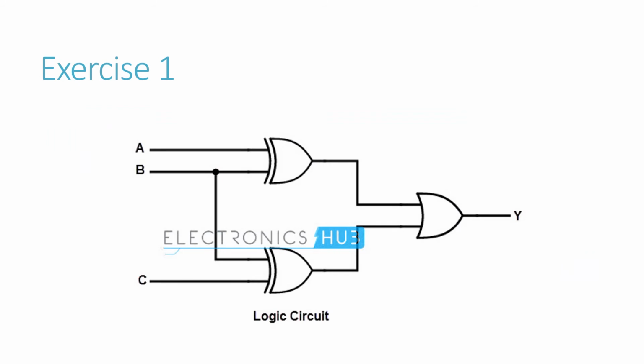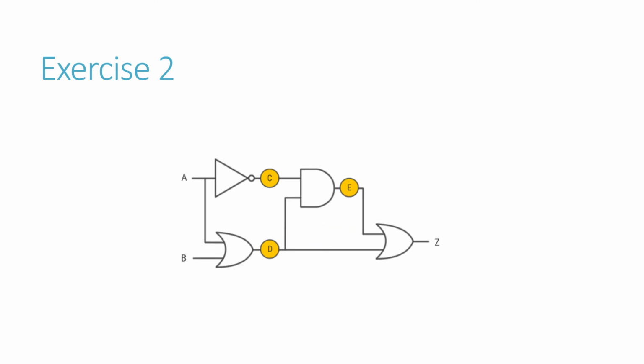This one you've already done. So create, that's a logic circuit. Create a truth table to match that. Exercise 2, this is new. It's a 2-input truth table with intermediate points. It uses and, or, and not.